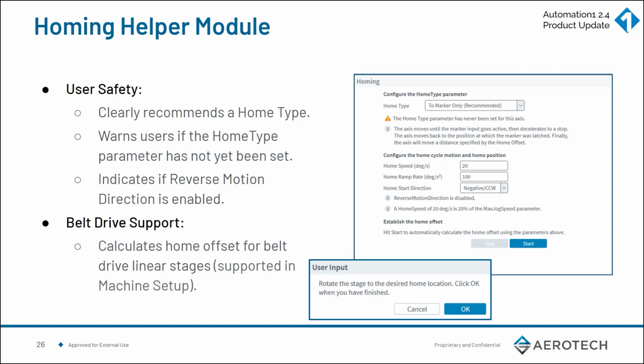We've also added belt drive support. So any of the belt drives that we now have supported in machine setup, which are some new products to hit the market, we can set those up with Automation1 as well. We also have some user input feature here at the bottom where you can actually rotate a stage to a desired home location and just click OK when you're at that position. And that's to help set up home offsets and things such as that. Again, the homing helper module is really great. It tells you things like what your home speed is going to be, what percentage is that of the max jog speed parameter, and if you have a home to limit, reverse to marker, homing type, we will estimate how long it'll take you to run a home cycle.